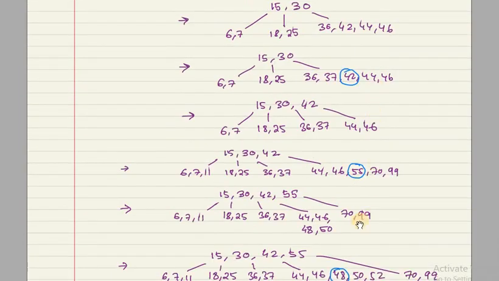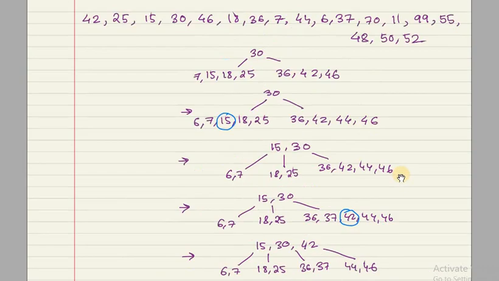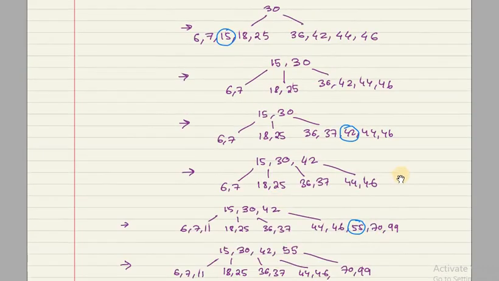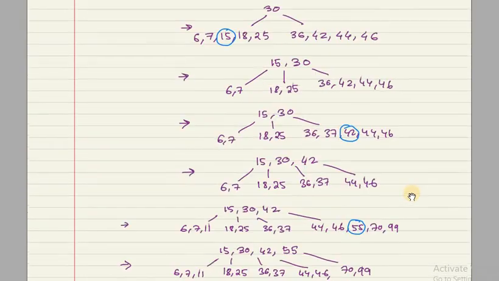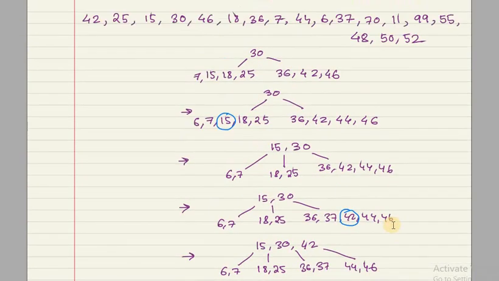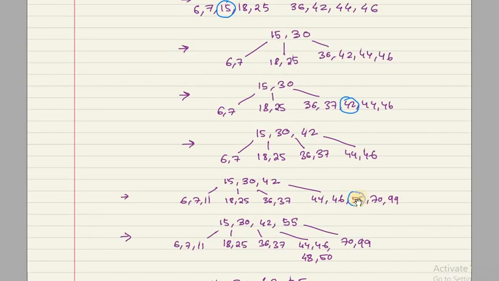70 has been added here. Then we have 11 added here. Then we have 99 added here. Then we have 55, so 55 is added here.